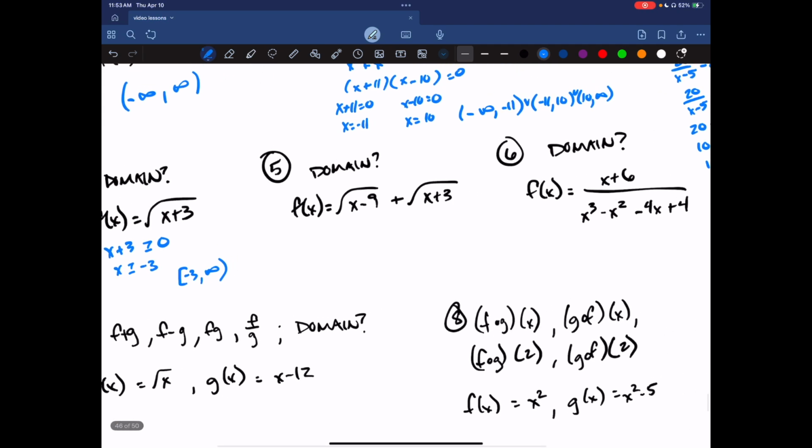On number 5, I have two roots, so I have two things to solve for. And so you have x minus 9 is greater than or equal to 0, and x plus 3 is greater than or equal to 0. Okay, well, this is going to be x is greater than or equal to 9, and x is greater than or equal to negative 3.